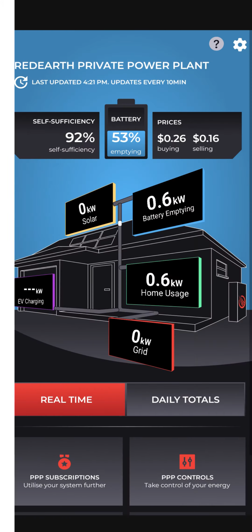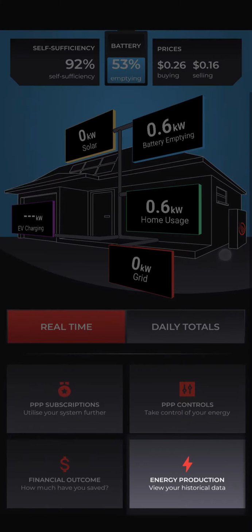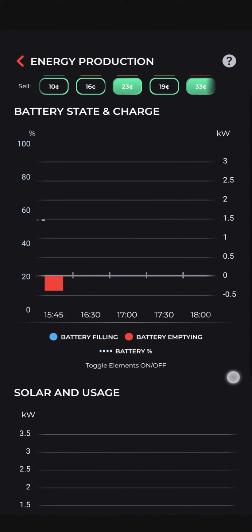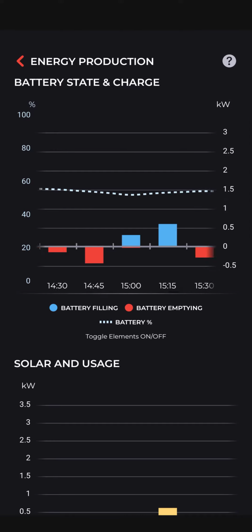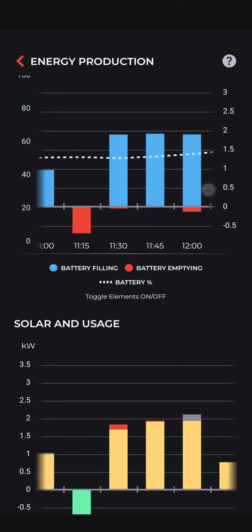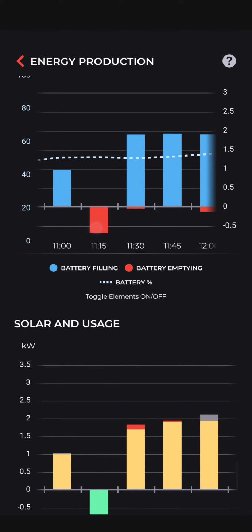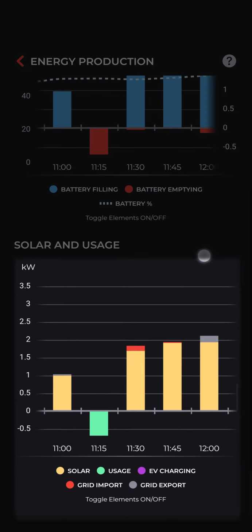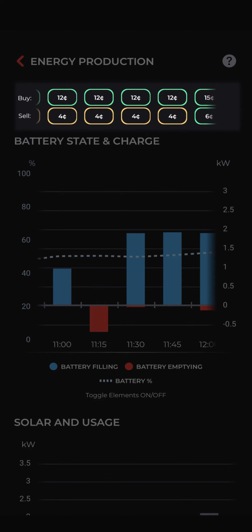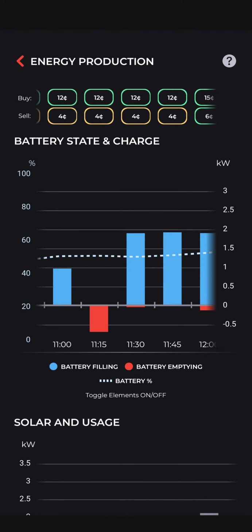In today's video, we will be focusing on the energy production screen. This can be entered from the home page. The energy production screen provides you with a visual representation of how your system performed in 15-minute intervals, allowing for time-based insights. The goal of the energy production screen is to display your historical data, deconstruct where your generated electricity is going and when, and anticipate buy and sell prices.